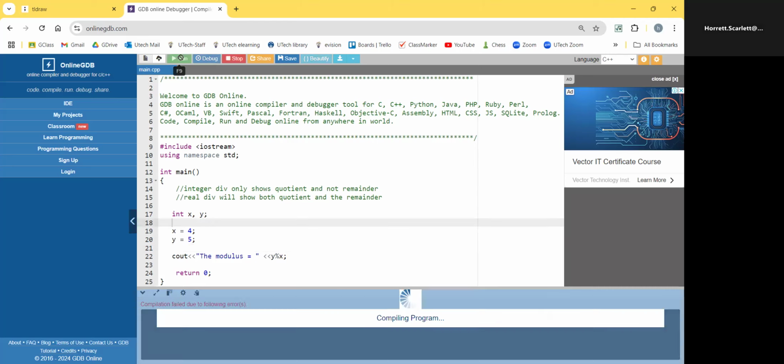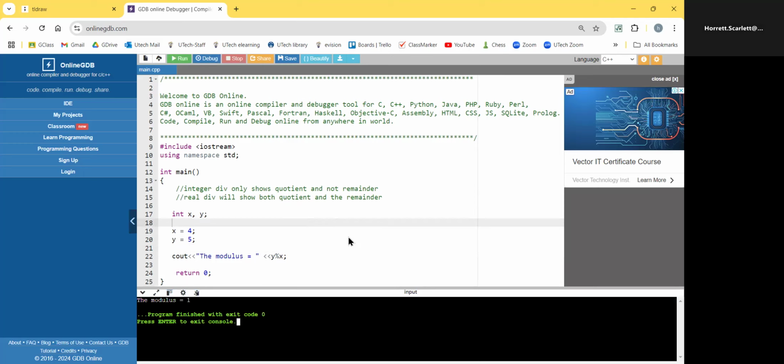So let's re-execute. So it says then that the modulus is equal to 1. So what does modulus do? Modulus only gives us what remains. So if we divide 5 by 4, then 4 goes into 5 one time, and it leaves a remainder of 1.